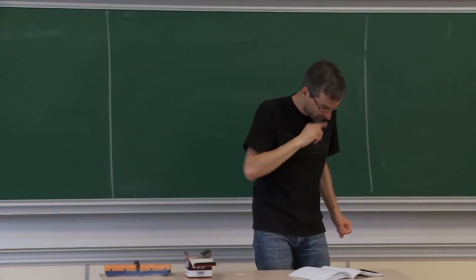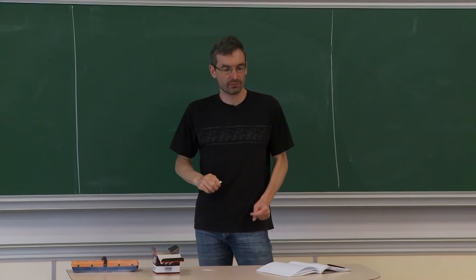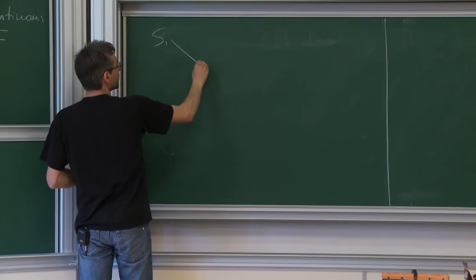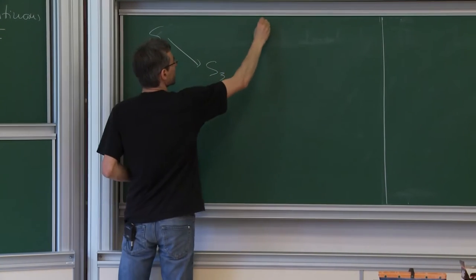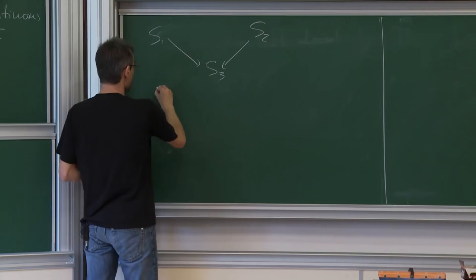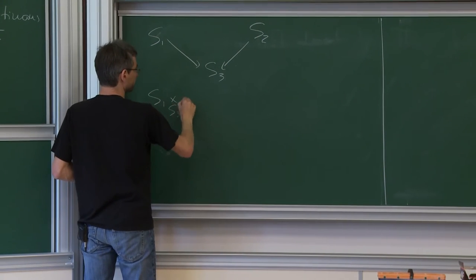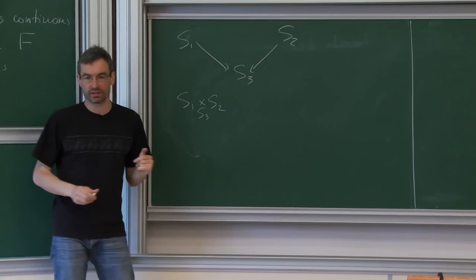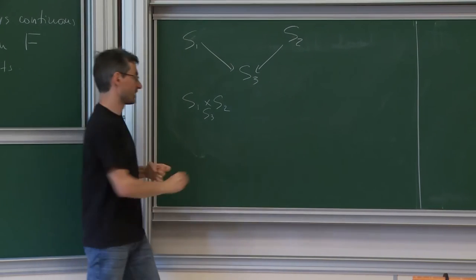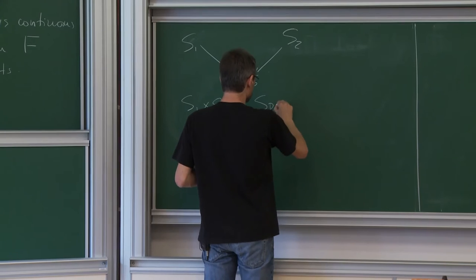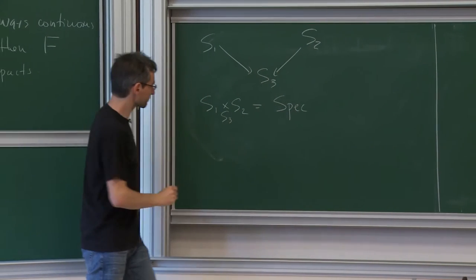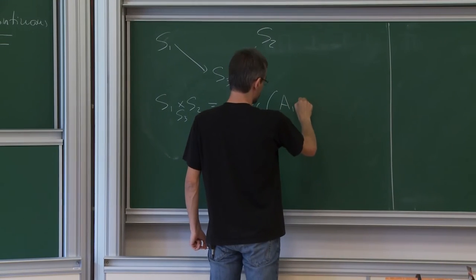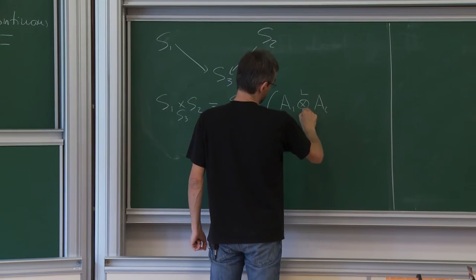So let's do fiber products. Say I have, let's say even affine derived schemes, and I want to form this. This is Spec A1, this is Spec A2, this is Spec A3. On the one hand, I know what I want to get. This is going to be Spec of A1 derived tensor product A2, A3.